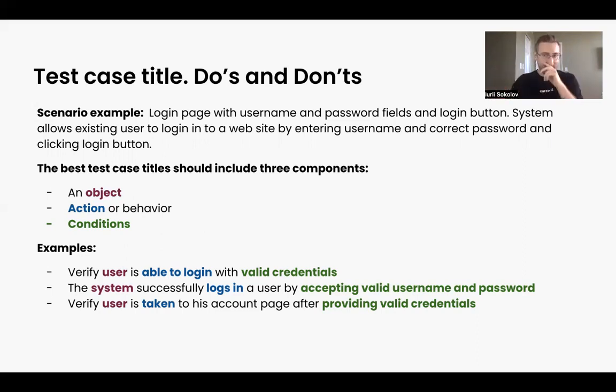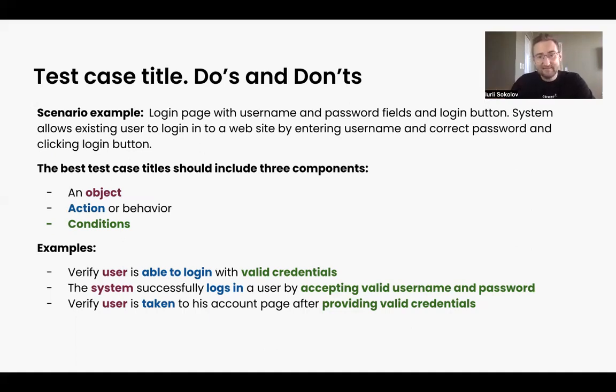And here are some examples. Let's go over these together. "Verify user is able to log in with valid credentials." Our subject is the user, our action or behavior is being able to log in, and our condition is valid credentials: a valid username, for example, a valid password, or a valid account. Another example is "The system successfully logs in a user by accepting valid username and password."